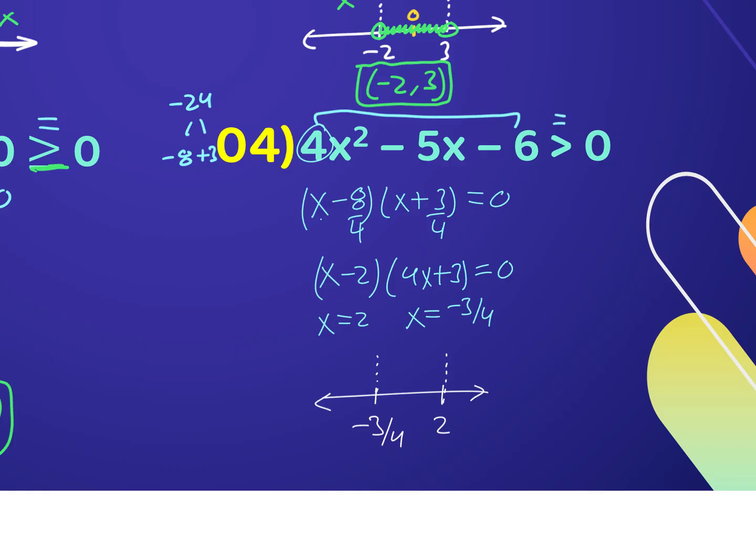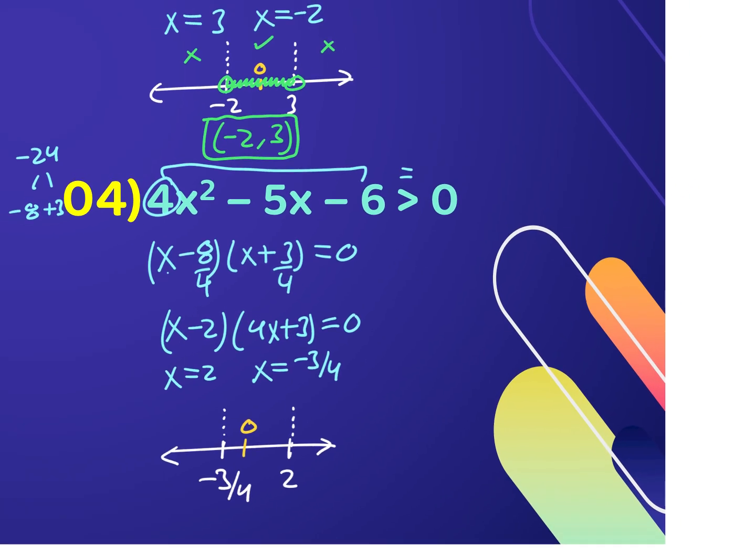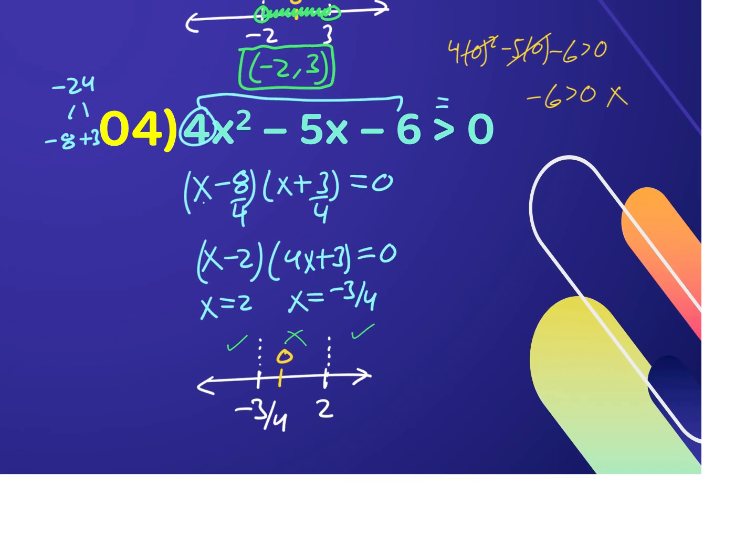And then again, the easiest number to test is 0, right? Anytime you can check 0, I would check 0, because that makes your calculation super easy. So this gets you 4 times 0 squared minus 5 times 0 minus 6 is greater than 0. 0 is nice because things cancel out, so I end up with -6 is greater than 0, which is false. So that means this entire middle section does not work, and these outer sections do work.